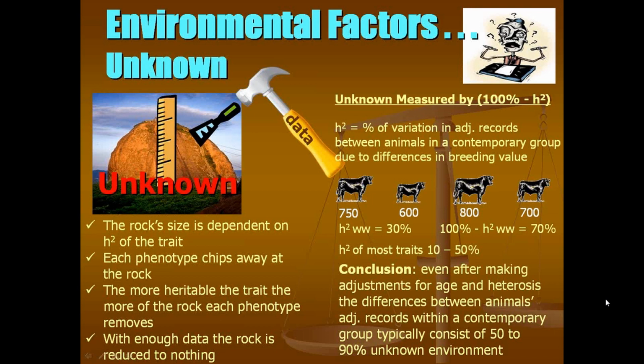And also, another caveat is it needs to be data on the trait we're collecting. We can never remove the entire rock by using ultrasound. If we're trying to predict marbling or ribeye area, we're not going to remove the entire rock with ultrasound. We need carcass data.